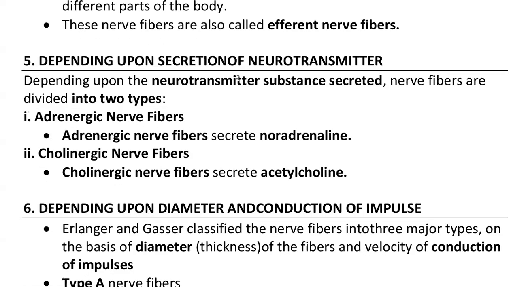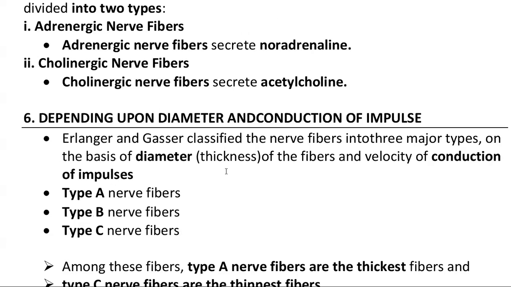Depending upon secretion of neurotransmitter. Depending upon the substance secreted, nerve fibers are divided into two types: adrenergic nerve fiber and cholinergic nerve fiber. Adrenergic nerve fibers secrete noradrenaline. Cholinergic nerve fibers secrete acetylcholine.